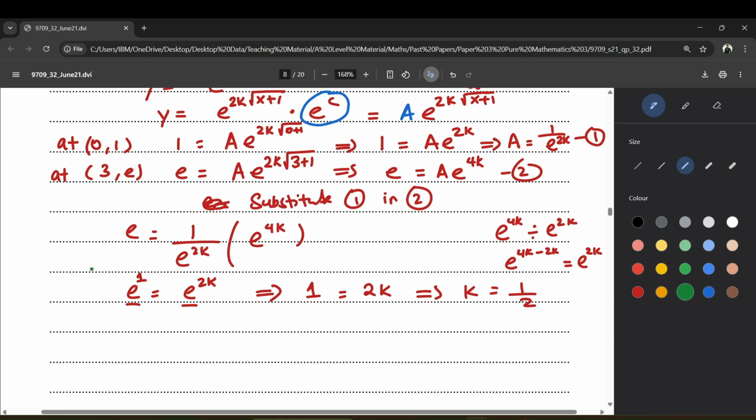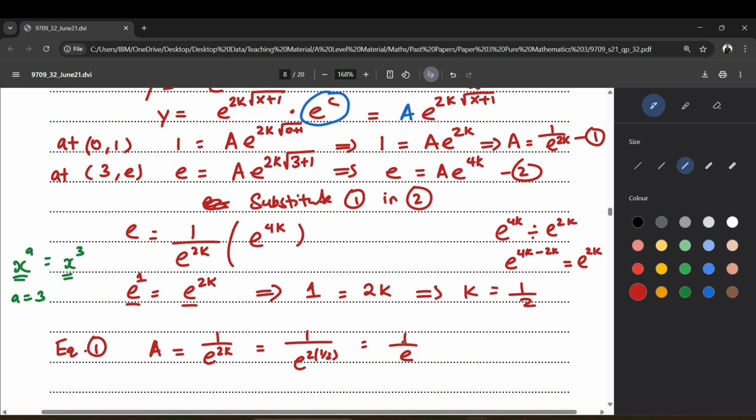This rule is just similar to, let's say I have x to the power of a equals x to the power of 3. Because my bases are the same, that means the powers will also be equal. So therefore I can say a is equal to 3. So this is something which is similar to this one. All right, so we found our first constant. Now I can just plug this value back in equation 1. So a is equal to 1 upon e to the power 2k. So that is 1 upon e to the power 2 times half. So 2 and 2 will cancel. You will be left with 1 upon e. So you can just write 1 upon e, or you can say e to the power minus 1.